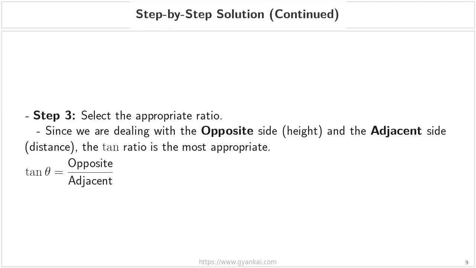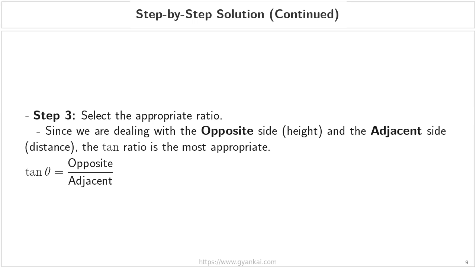Step-by-step solution, continued. Now that we have clearly identified our known value as 30 meters and our unknown variable as the height, let's move on to step 3, where we must select the most appropriate trigonometric ratio. Looking back at our definitions from earlier, we are dealing with the side opposite to our angle, which is the height, and the adjacent side, which is the horizontal distance. Because our problem involves the opposite and the adjacent sides, but does not mention the hypotenuse, the tangent ratio is our best choice.